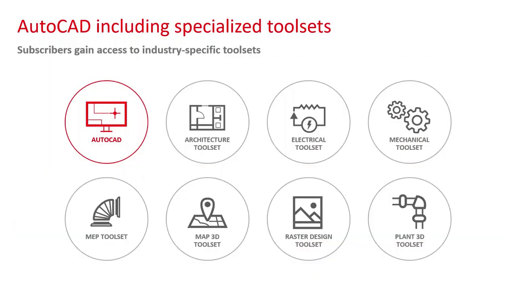Now, one of the things that you will find now is if you sign up for an AutoCAD subscription, you don't just get AutoCAD. You also gain access to industry-specific tool sets. So you don't just get AutoCAD, you get these 7 specialized tool sets as well. So you get architecture, electrical, mechanical, MEP, map 3D, raster design, and plant 3D as well. So you can work within various industries.